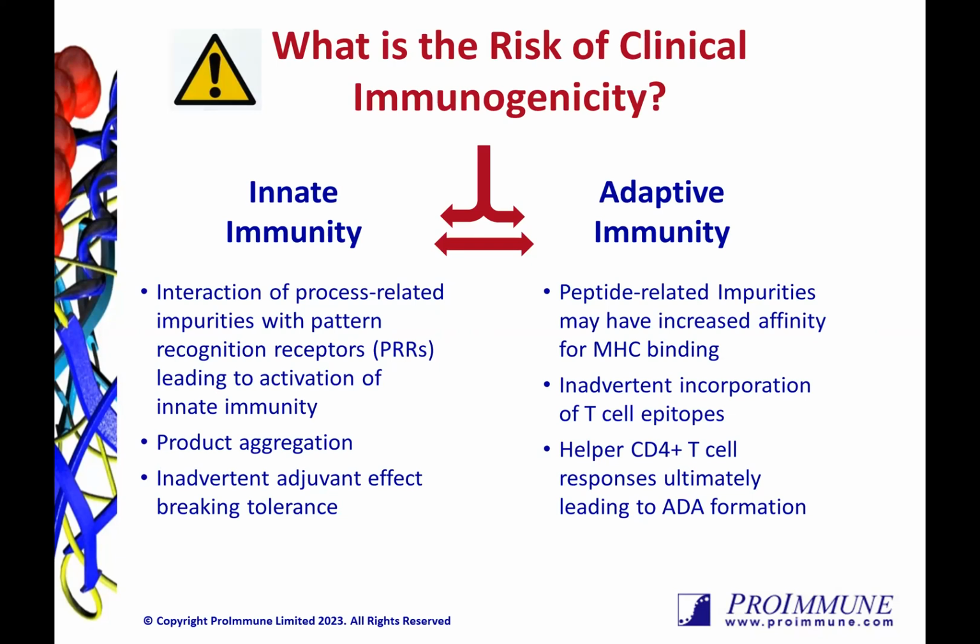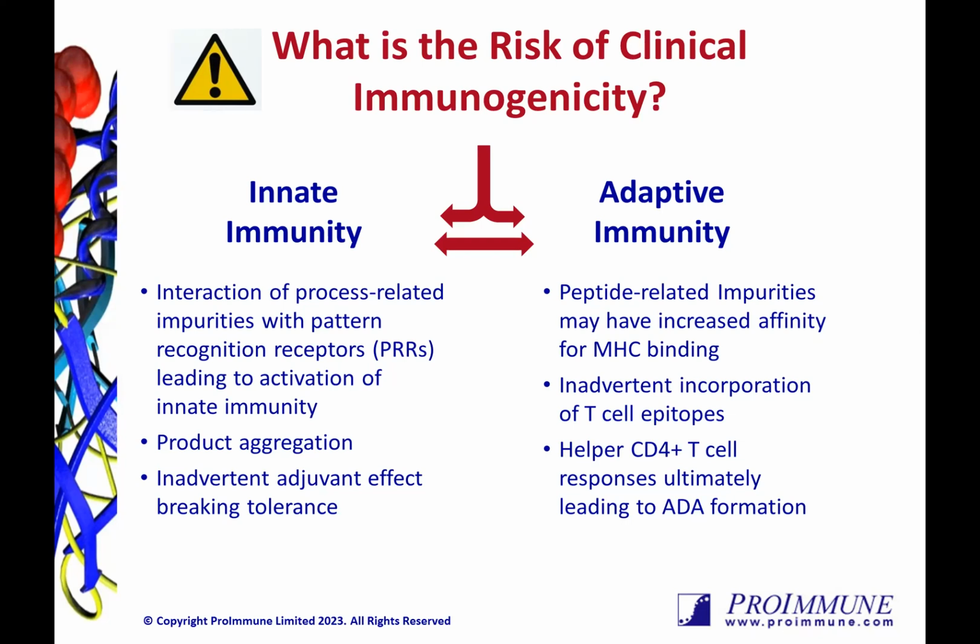The risk of clinical immunogenicity can be classified into innate and adaptive immunity. The innate immunity is the interaction of process-related impurities with PRRs, leading to activation of innate immunity. The level of aggregation can also trigger innate immunity and an inadvertent adjuvant effect, breaking tolerance.